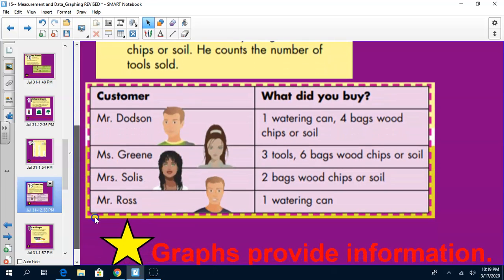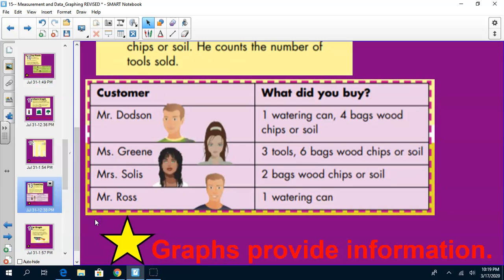So we're still in the garden center, guys, but now we're looking at other things that the people bought. And people may be buying these things now since it's springtime. So Mr. Dodson purchased 1 watering can, 4 bags of wood chips or soil. While Miss Green, she purchased 3 tools, 6 bags of wood chips or soil. Mrs. Solis purchased 2 bags of wood chips or soil. And Mr. Ross purchased 1 watering can. And again, graphs are providing us with information.